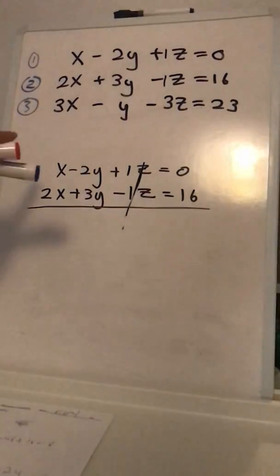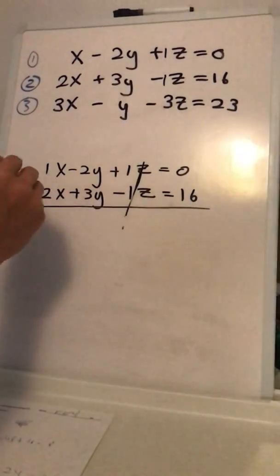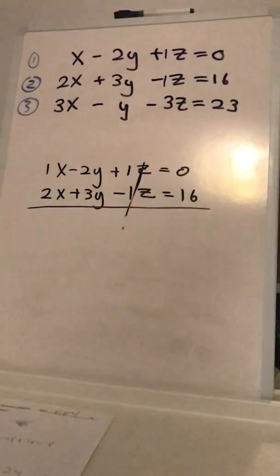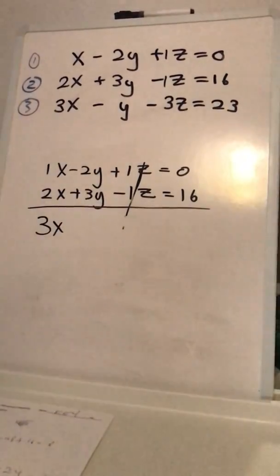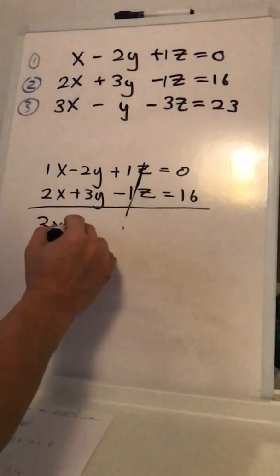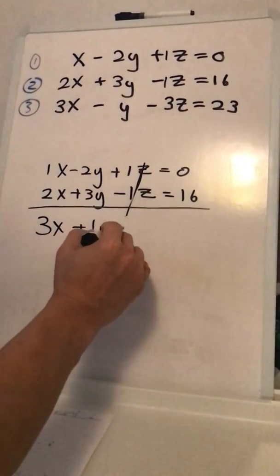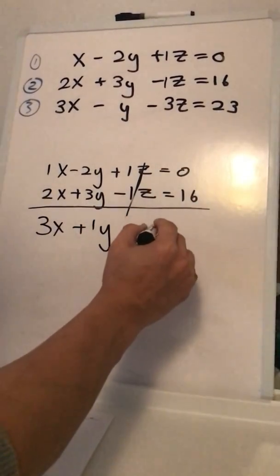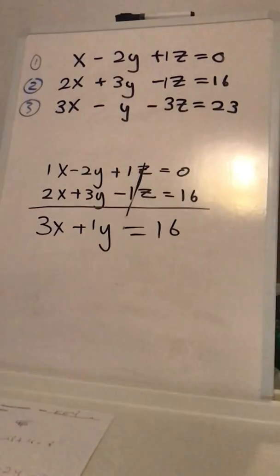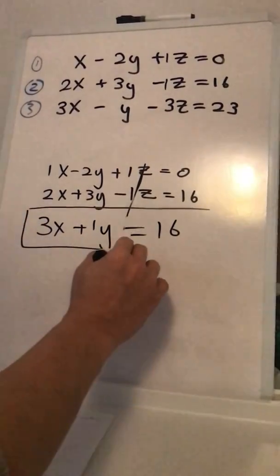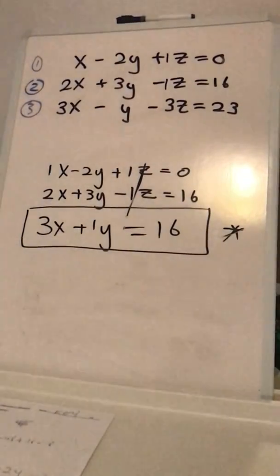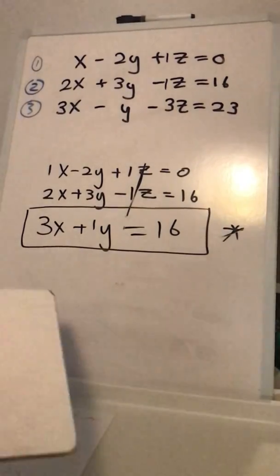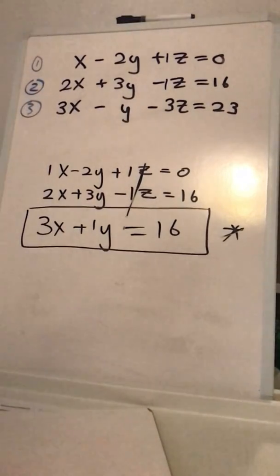Let's put in some ones here. What's 1x plus 2x? That's going to give me 3x. Negative 2y plus 3y gives me positive 1y. 0 plus 16 just gives me 16. So here's my first star equation, and I'm going to save that for later. We found one of our equations, so I'm going to write my answer right here on my little board.